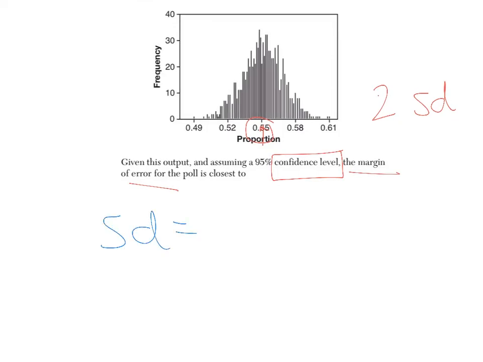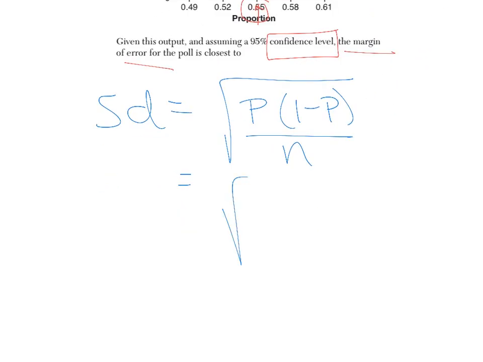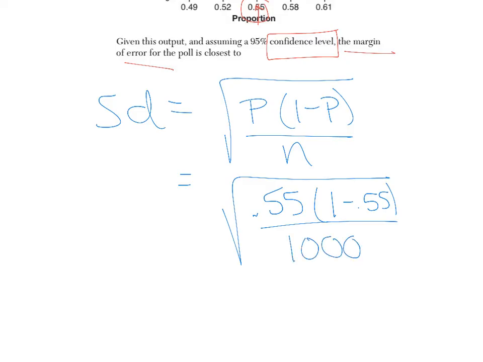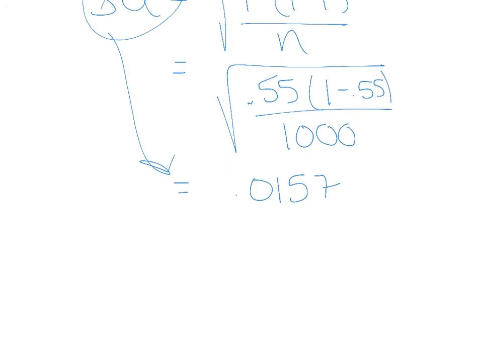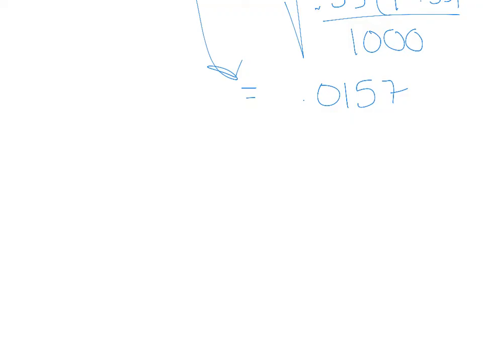So again, standard deviation equals my proportion times 1 minus my proportion over the sample. So in this case, my proportion is 0.55 times 1 minus 0.55 divided by, well, how many simulations did they run? They ran 1,000 of them. So when I run that and take that square root, I get 0.0157, which of course was a choice that everybody fell for because the margin of error, remember, is 2 times my standard deviation. So I have to take that value and multiply it by 2, and I get 0.0314.